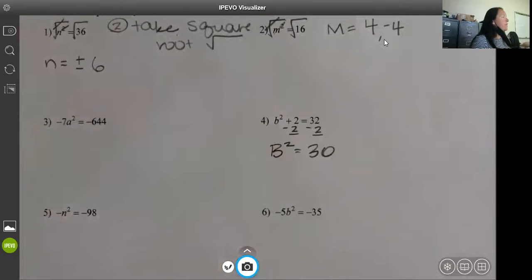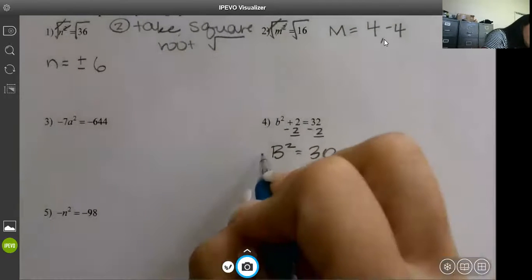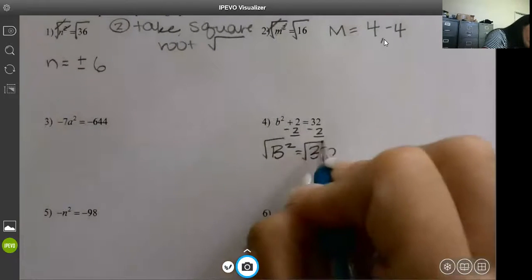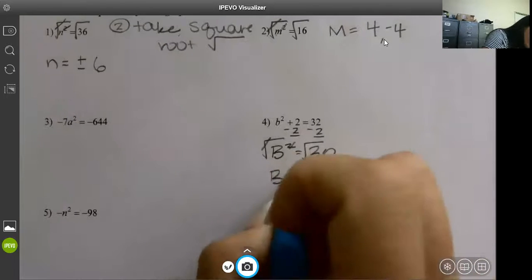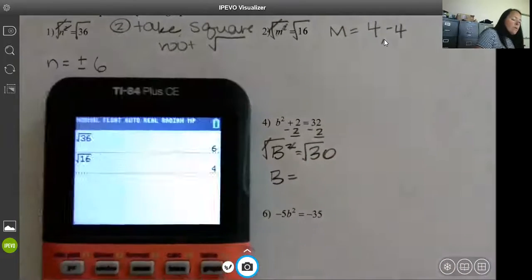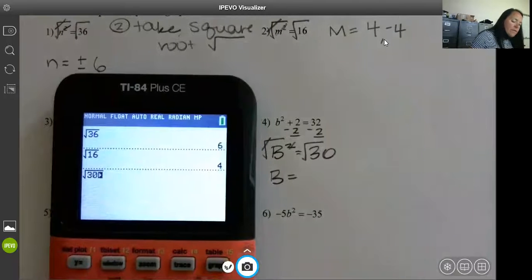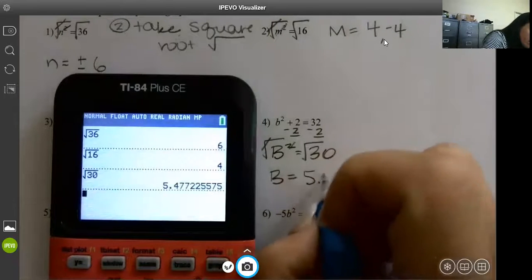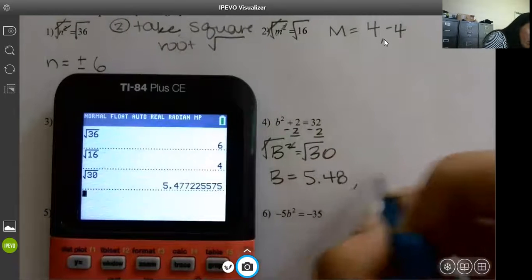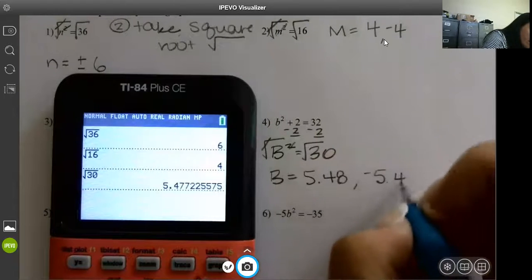Once you get that square term by itself, you take the square root. You can put this in, but I'm going to tell you that it's not going to change anything. It's going to be a crazy decimal. Remember, there's a positive and a negative.